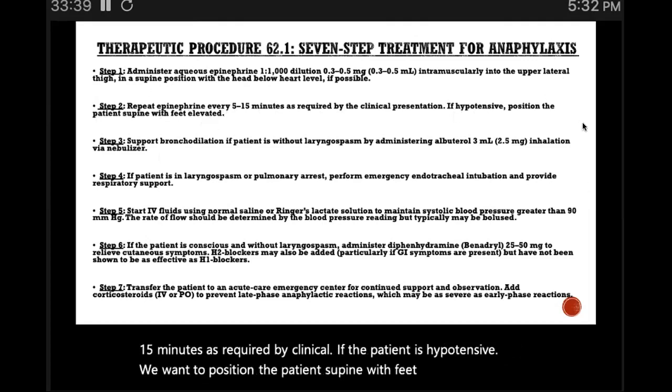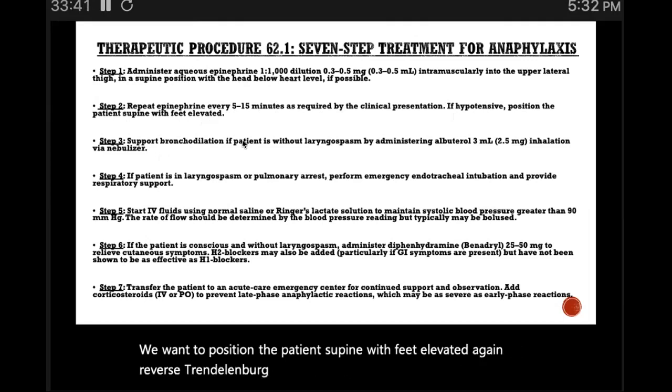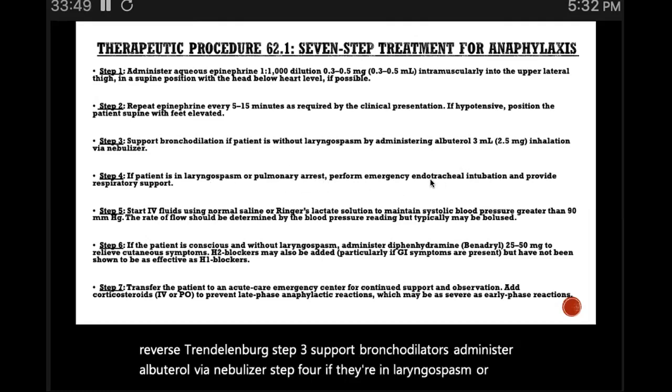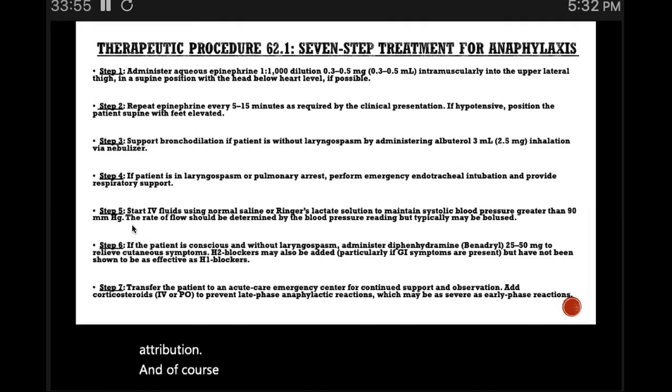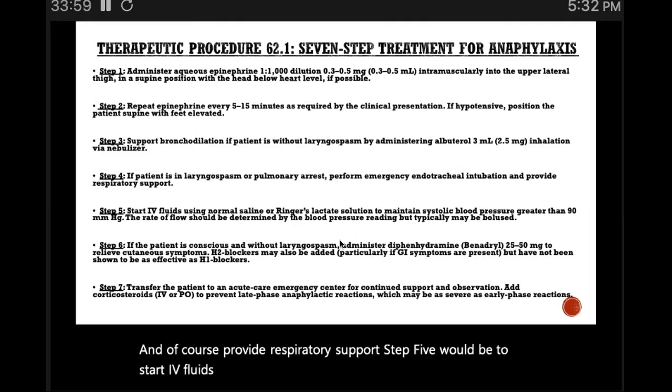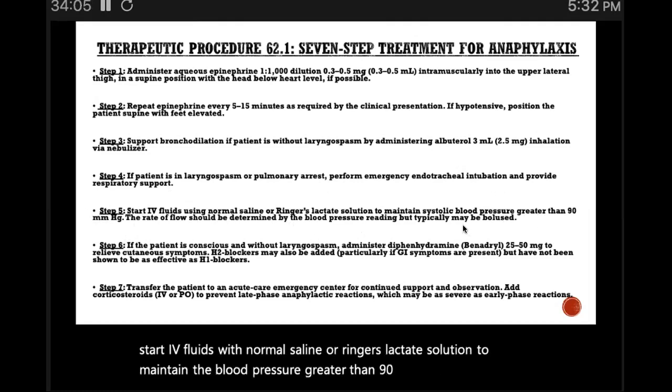Again, reverse Trendelenburg. Step 3, support bronchodilators, administer albuterol via nebulizer. Step 4, if they're in laryngospasm or pulmonary arrest, we're going to perform an emergency endotracheal intubation, and of course, provide respiratory support. Step 5 would be to start IV fluids with normal saline or Ringer's lactate solution to maintain the blood pressure greater than 90 mmHg.